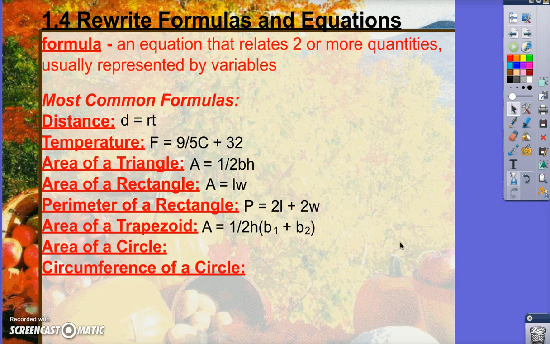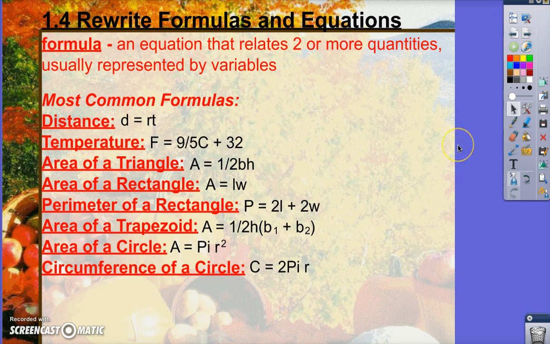Area of a trapezoid, a little more complicated one. Area equals 1/2 height times the quantity base 1 plus base 2. Area of a circle is pi times radius squared. I didn't put the symbol for pi, so I wrote it out, but it's pi times radius squared. And last but not least, circumference of a circle. Circumference equals 2 times pi times radius.